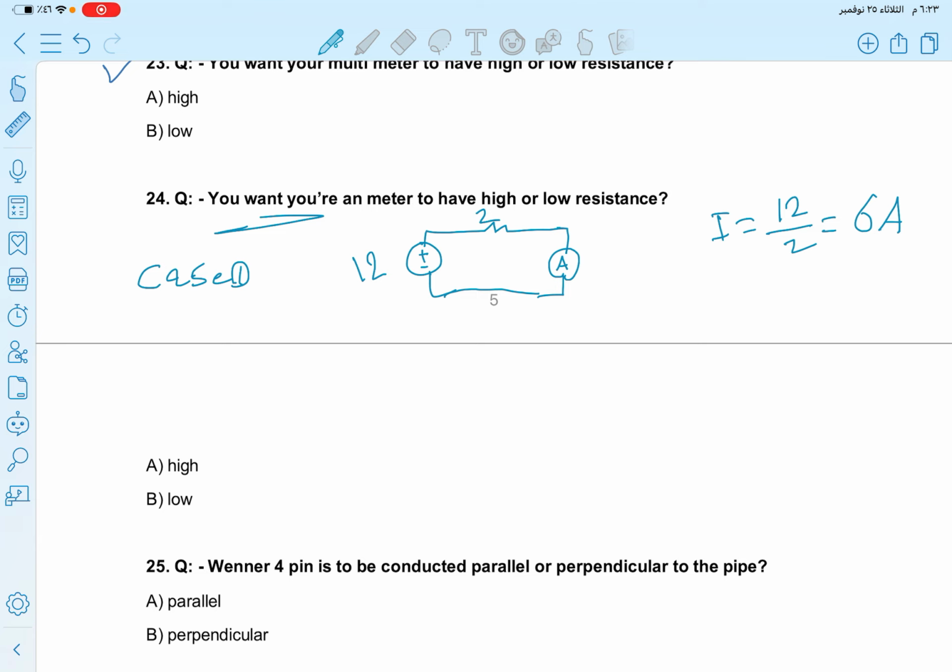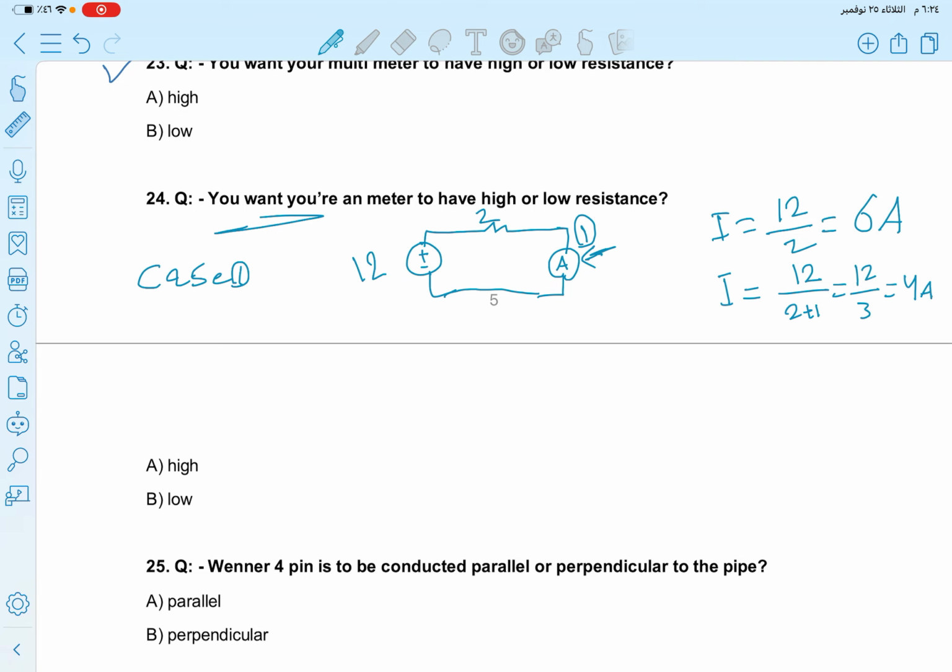And the ammeter has a resistance. For example, let's assume 1. So the current will be 12 over 2 plus 1, which is 12 over 3, equal to 4 ampere.